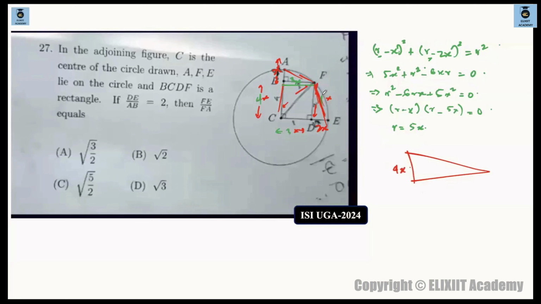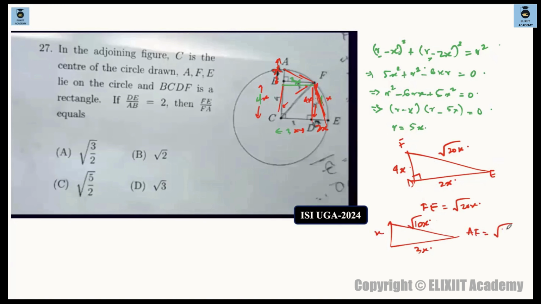ठीक है, क्योंकि ये तो 4x है तो ये भी 4x है. This is 4x basically. So 4x, this was base is basically 2x. So 4x, 2x. So this will be root over of 20x. ठीक है. This is for triangle FDE. So this is root over of 20x. So AFE is root over of 20x. And the remaining part we focus on AF. So AF part is basically for this triangle we are having, this is 3x, this is x. So this will be what? Root over of 10x. तो लो हो गया AF. AF will be root over of 10x.